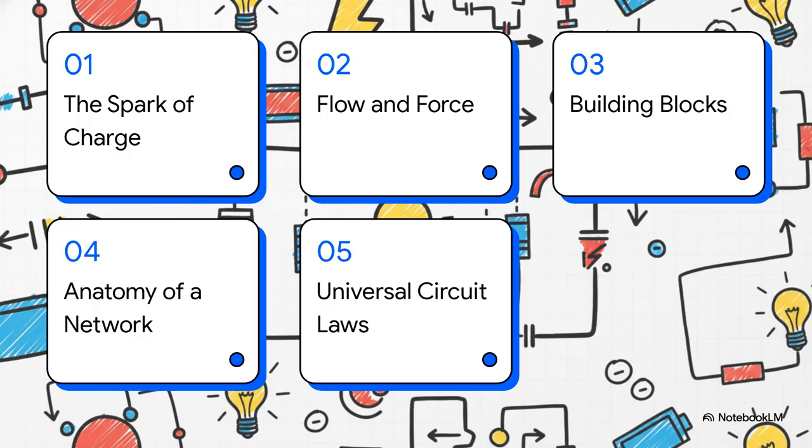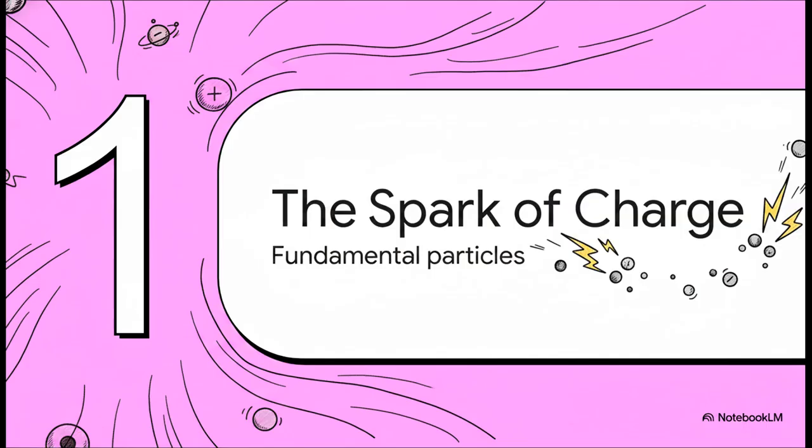To build that intuition, we're going to follow a really straightforward roadmap today. First, we'll look at the spark of charge. Then, flow and force. Third, the actual circuit building blocks. Fourth, the anatomy of a network. And finally, we'll wrap up with the universal circuit laws. All right, let's jump into Section 1, the spark of charge, and understand those fundamental particles.